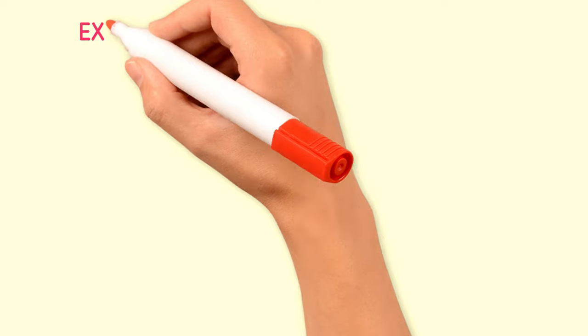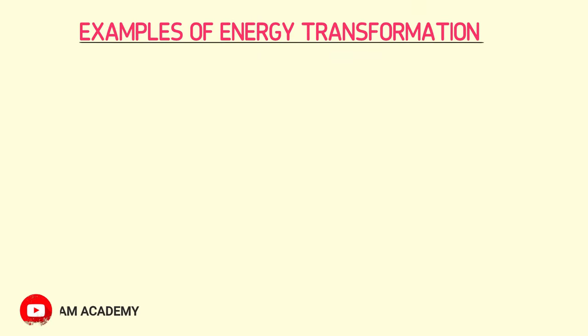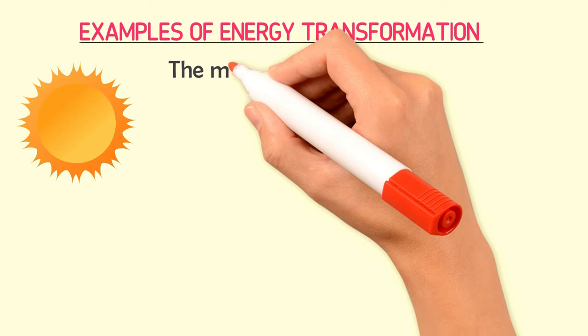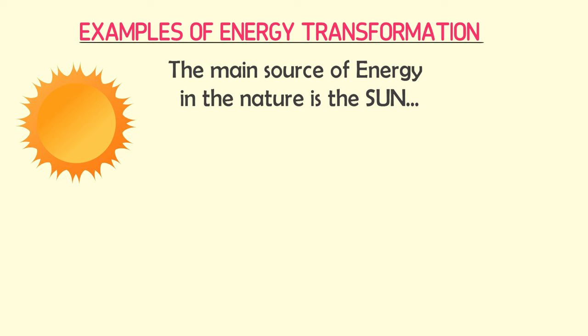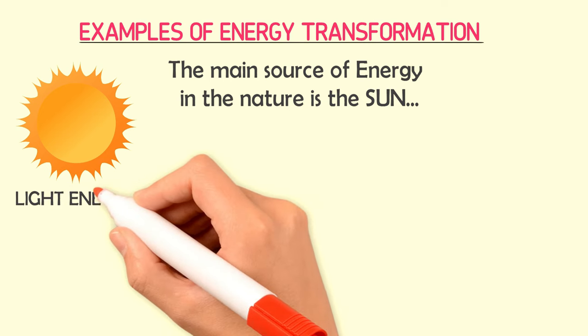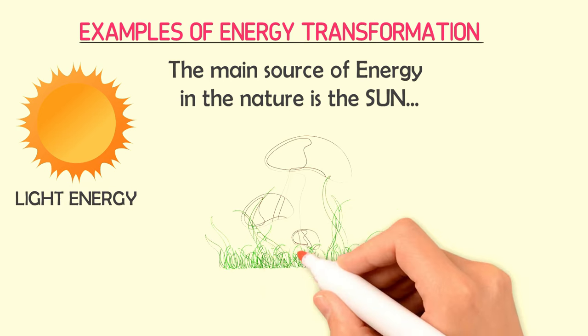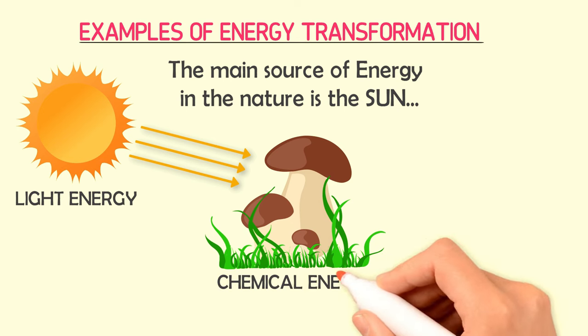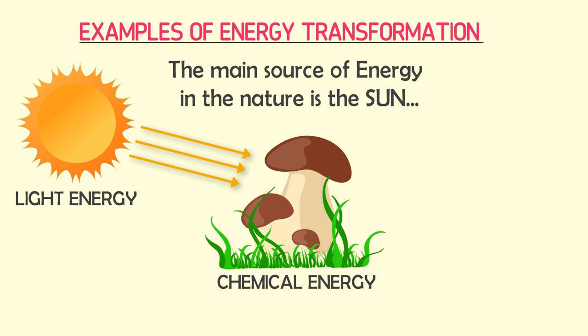Now, what are the examples of energy conversion or energy transformation? We all know that the main source of energy in nature is the sun. The light energy of the sun is converted into chemical energy by plants. Or one can say that plants store or transfer light energy into chemical energy.